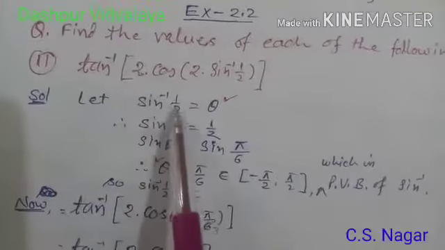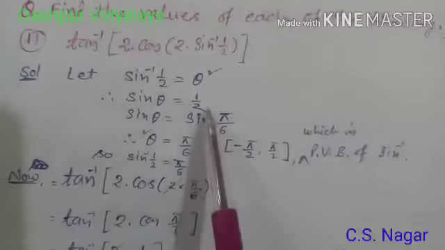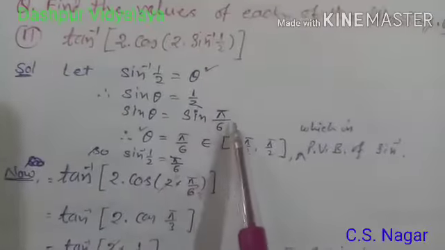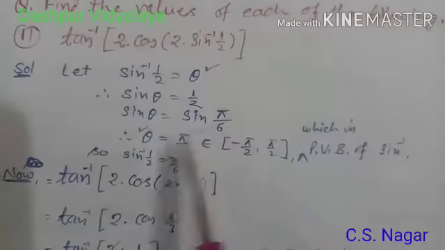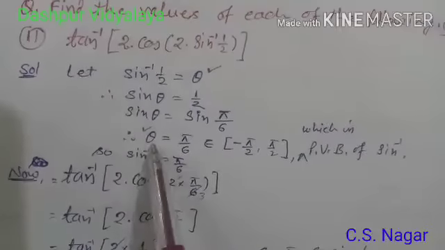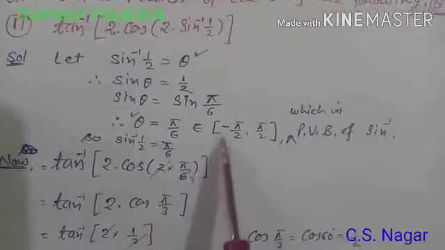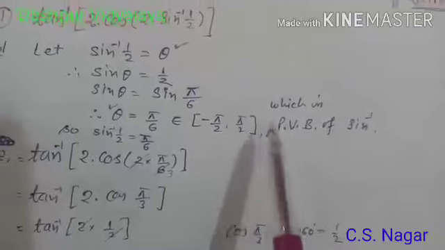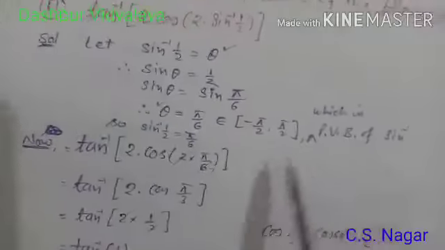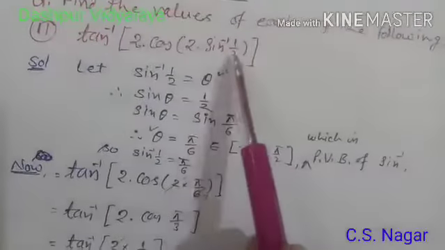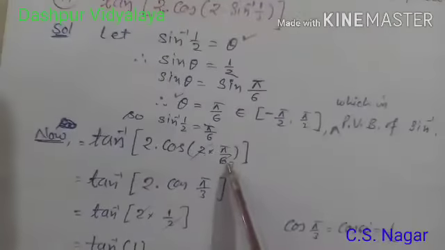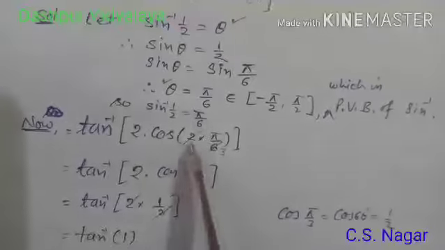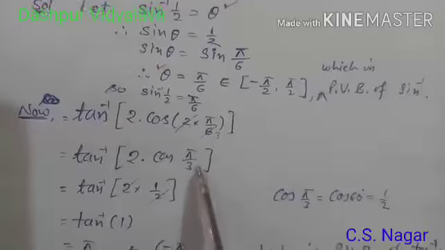Let sin inverse 1 by 2 equal to theta, then sin theta is equal to 1 by 2. 1 by 2 means 30 degrees, that is pi by 6. So, on comparing, theta is equal to pi by 6, which belongs to minus pi by 2 to plus pi by 2, which is the principal value branch of sin inverse. So in place of sin inverse 1 by 2, write pi by 6. So 2 and 6 cancel out, only pi by 3 remaining.